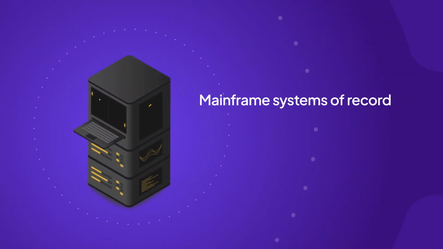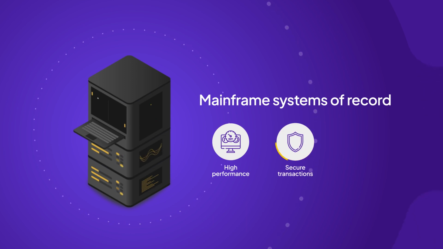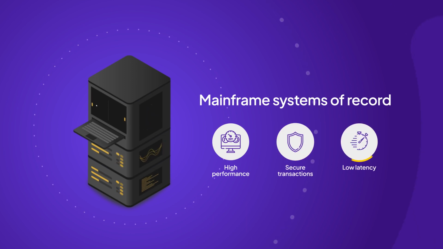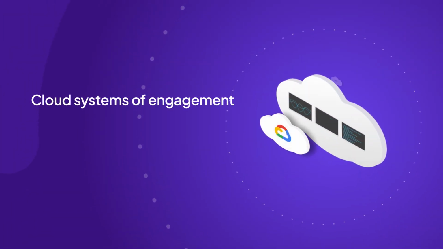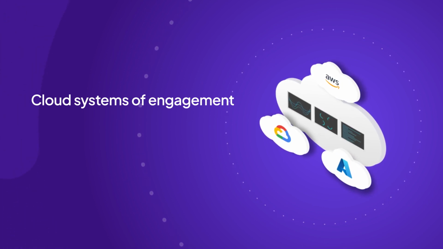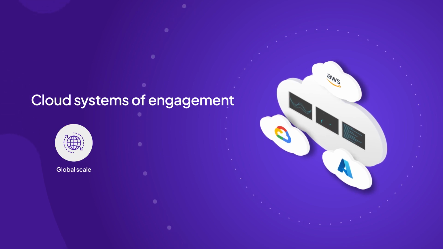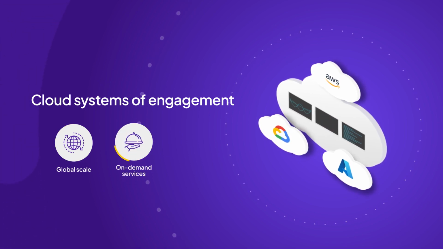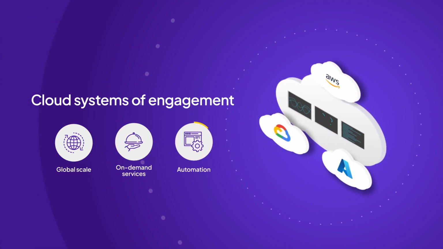Mainframe is often the ideal platform for applications that require high performance, secure transactional processing, and low latency. Public cloud is typically best for applications that require continuous improvement and innovation and provides global scale, greater agility through on-demand services, and improved economics through automation.